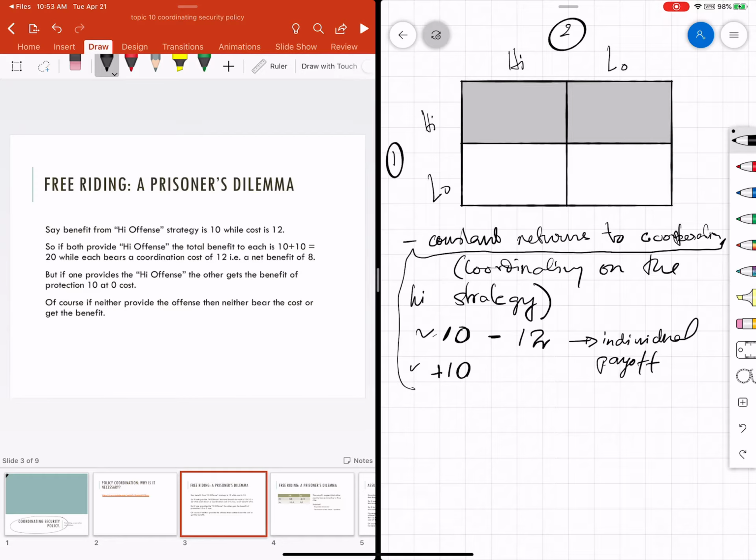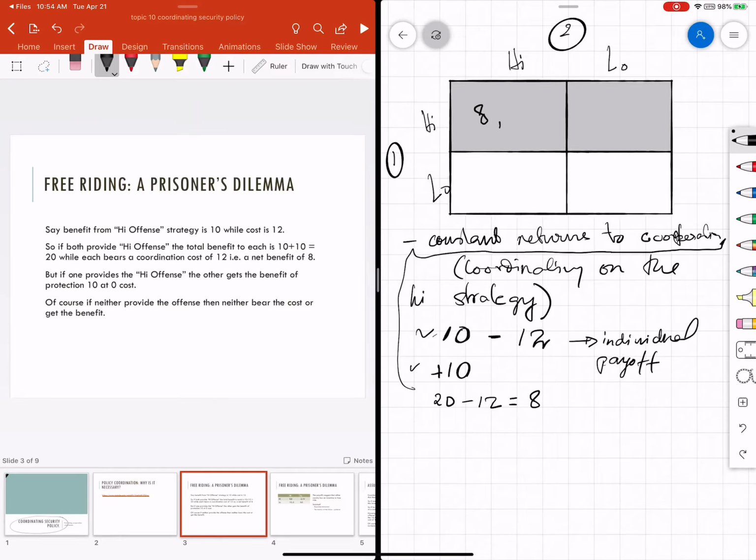So what that means is that overall, if both choose high, then they get a payoff of 20 minus 12, and that's a payoff of 8. Which means if both choose high, they get payoffs of 8 and 8. Got it? But then, let's say one country chooses high. One country chooses high and the other country chooses low.